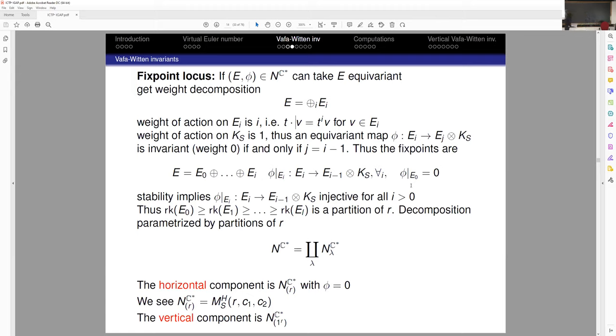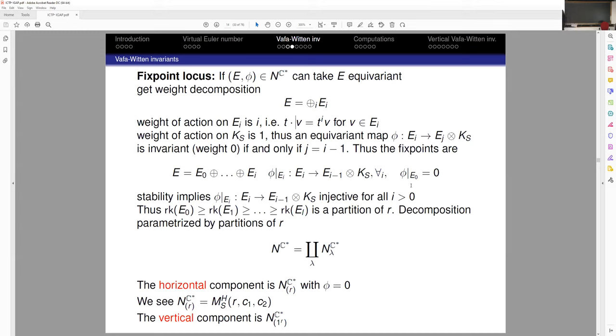And so if we have an equivariant map from E_i to E_j tensor K_S, this can be invariant, so of weight 0, which means a fixed point of the action, if and only if j is equal to i minus 1. Because here it acts on one side by multiplying by t to the i, here it multiplies by t to the j plus 1. And to be invariant means it sends t to the i to t to the i. And so this only works if j is equal to i minus 1.